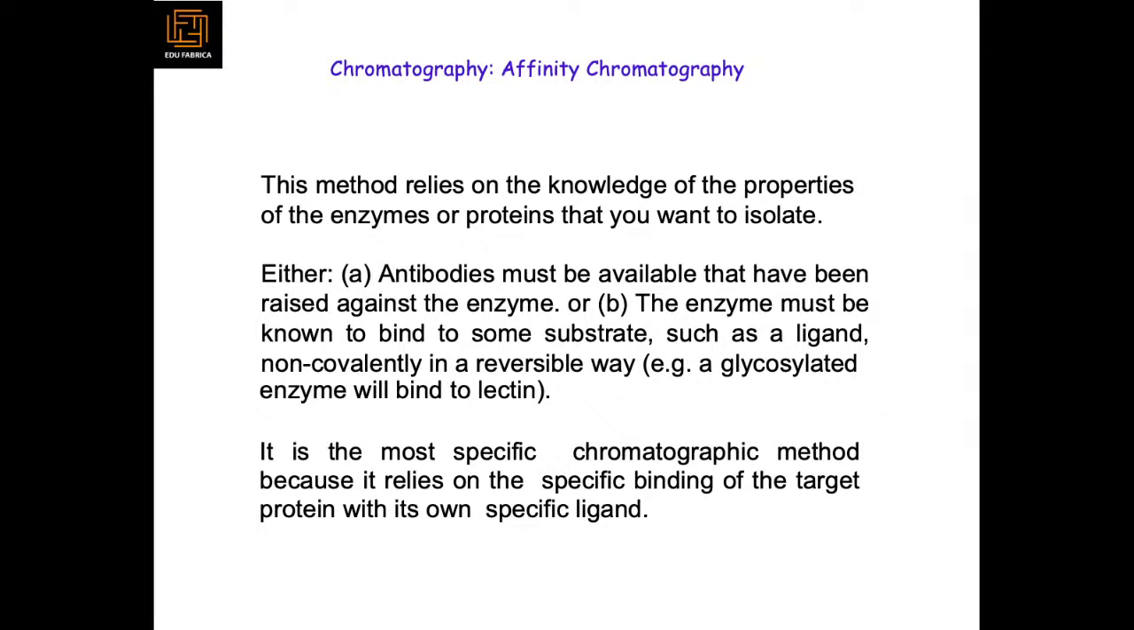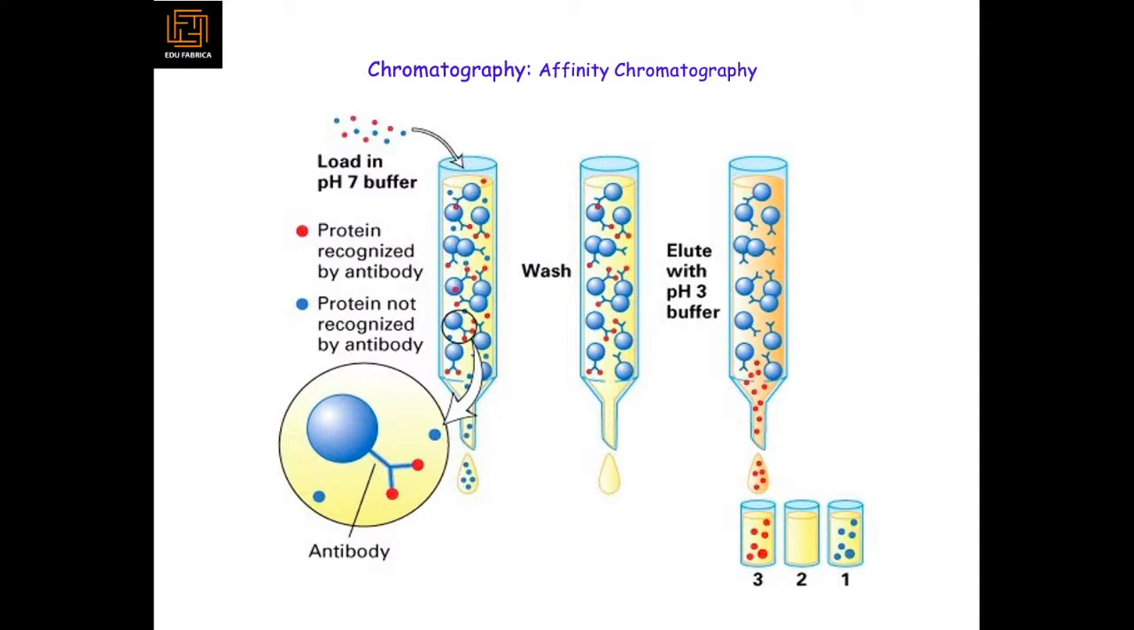So it is the most specific chromatographic method because it relies on the specific binding of the target protein with its specific ligand. Here we have a red and blue mixture of our samples, and the red one could recognize the antibody inside our sample and the blue could not. So red will attach, blue will go out. Blue will go out first, then red will remain there.